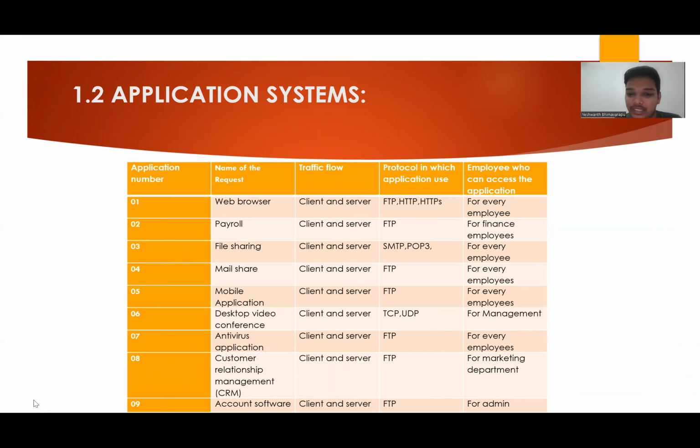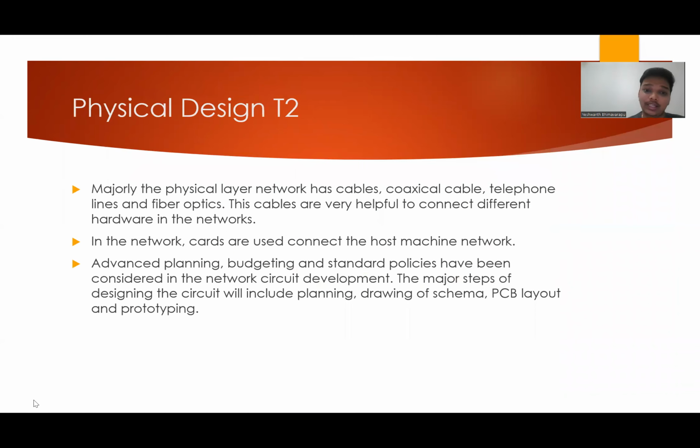As you can see, mail share has FTP and the mobile application has FTP, and both are available for every employee. But the desktop video conference uses TCP and UDP, and it's only for the management group. The antivirus uses FTP, for every employee. CRM uses FTP, for the marketing department. And accounting software uses FTP, and only the admin can access it.